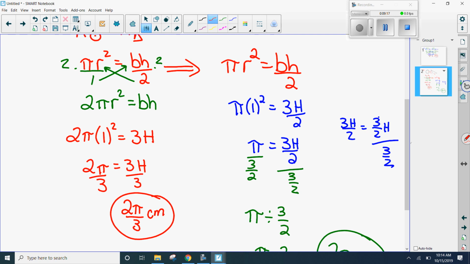Two different ways to go about solving it. One, you're looking more at fractions. The other one, you get rid of the fraction before you put your numbers in. Good question.